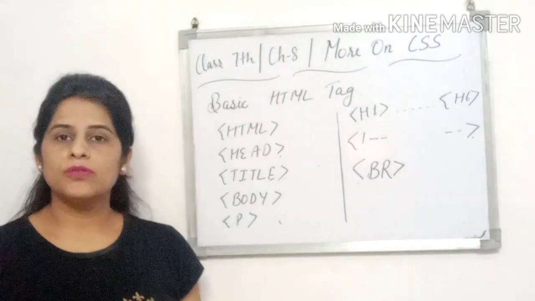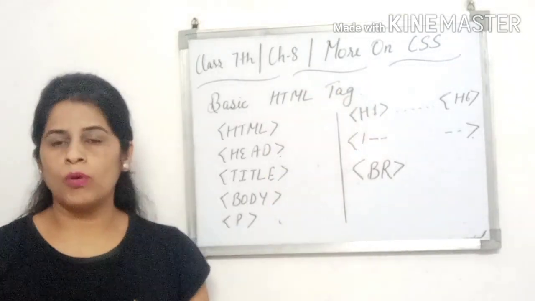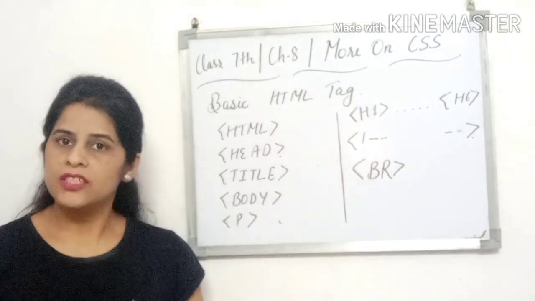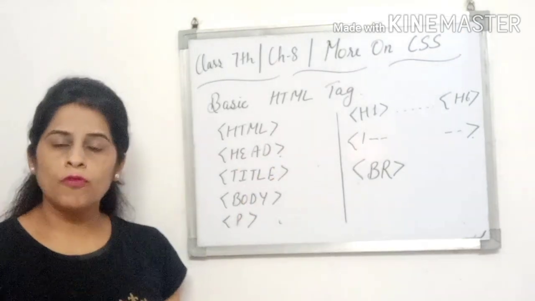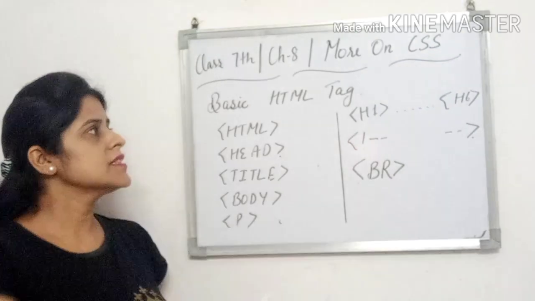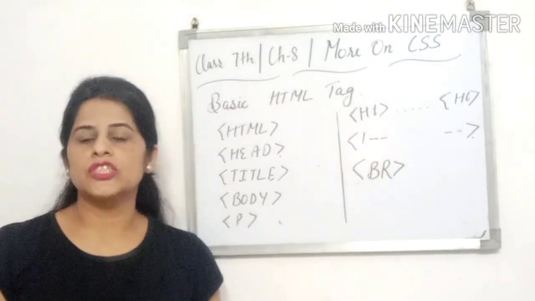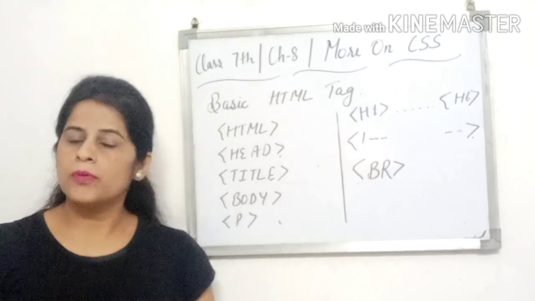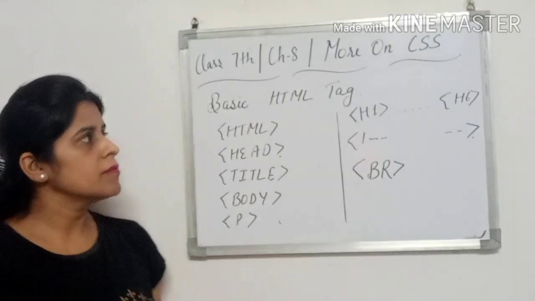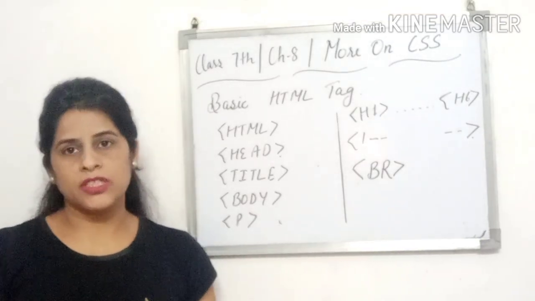Now today I am going to start chapter 8, that is more on CSS, more on cascading style sheets. But before going further, CSS is cascading style sheets, that is styles which can be added in our web pages through the HTML program. So firstly you have to be clear about the HTML programs.